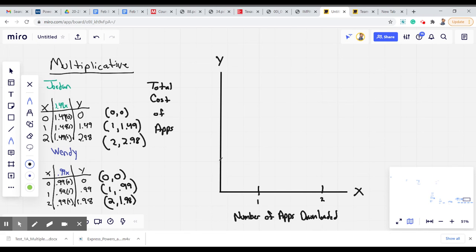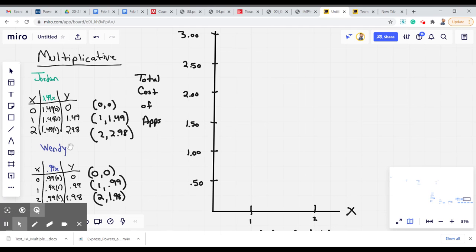So there's 25 and 50 and 75, and this would be $1, and $1.25, $1.50. Looks like I'm going to have to make my y-axis a little bit longer. So $2 would be here. Let me make this a little bit taller. Okay, I think that's good. All right, let's go ahead and do our first one.